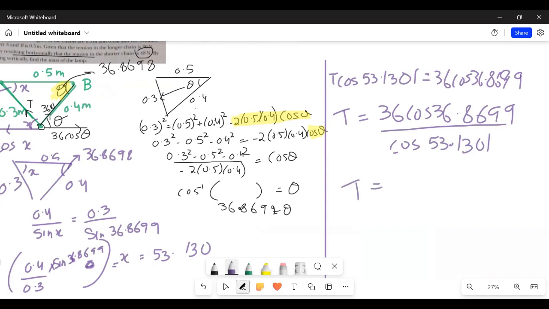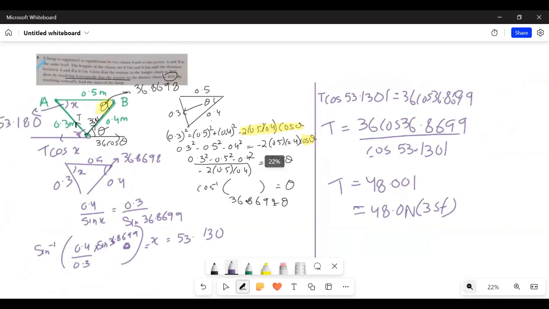Do we get 48 newtons? Yes, ma'am. Okay. Yes, we get 48.001, which rounds to 48.0 in 3 significant figures. So we've shown that the tension in the other string comes out to be 48. Okay.